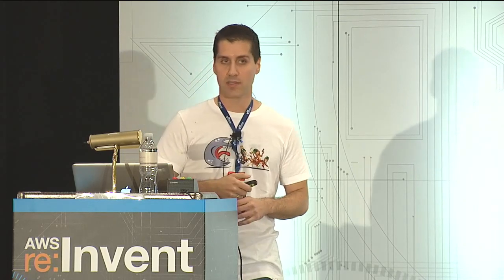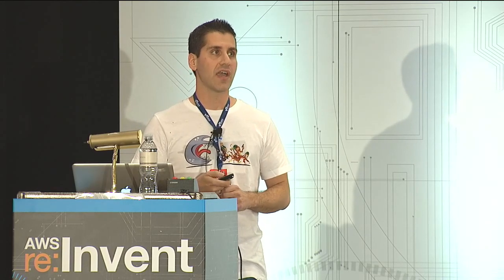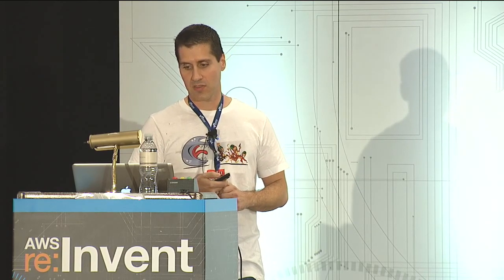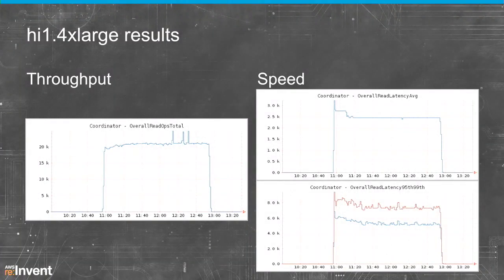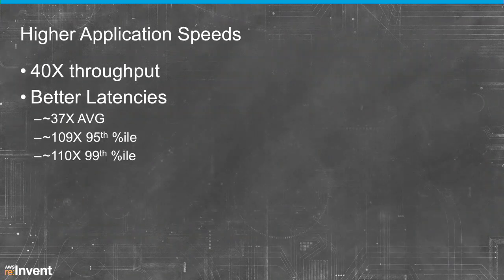On the high ones, the throughput was over 20,000 reads per second, with an average latency of 2.5 milliseconds, a 95th percentile of under 6 milliseconds, and a 99th percentile of under 8 milliseconds. So that's a 40 times increase in throughput. Same test. Better latencies, 37 times better at the average, and about 110 times better at the 95th and 99th.